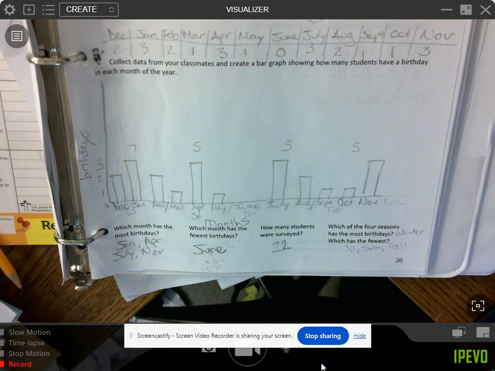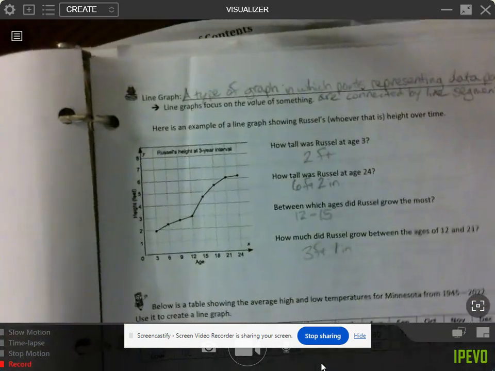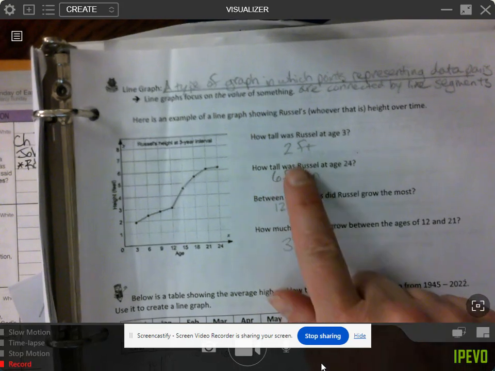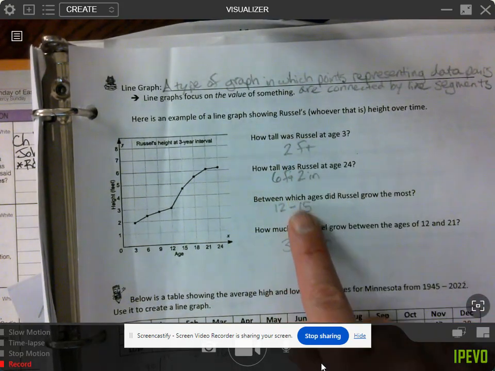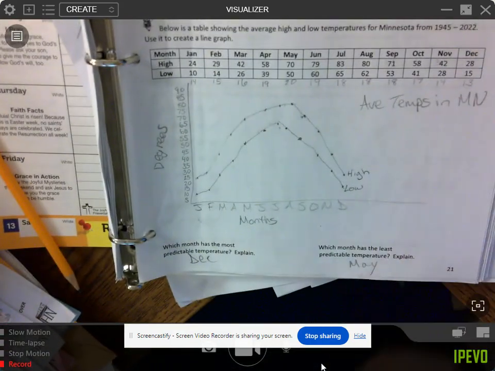All right, let's look at our second page. We talked about those line graphs. How tall was Russell at age 3? He was 2 feet. I think we did this together. The top we did together. Then you had to create your own line graph. It should look similar to this.